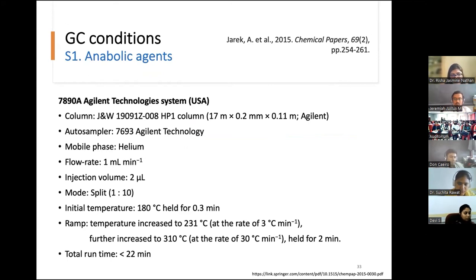Okay, in this particular instrument, they have used split mode. Split mode will reduce the sample volume that goes in the instrument, and then the temperature was ramped. Temperature ramping is required for the proper resolution of the peaks on the GC chromatogram. The total runtime for each sample is 22 minutes.